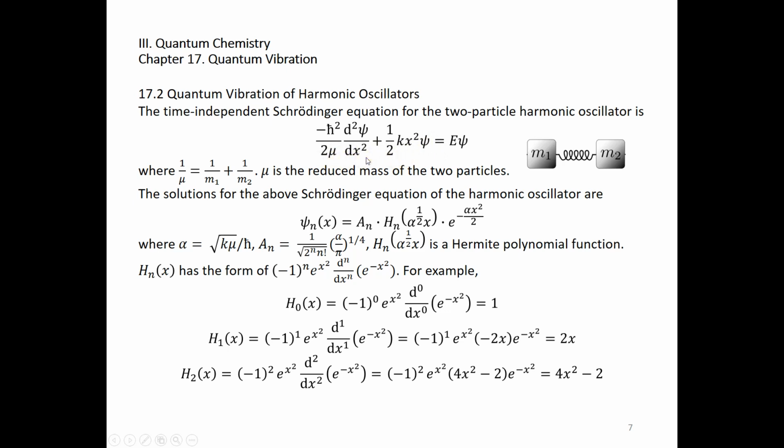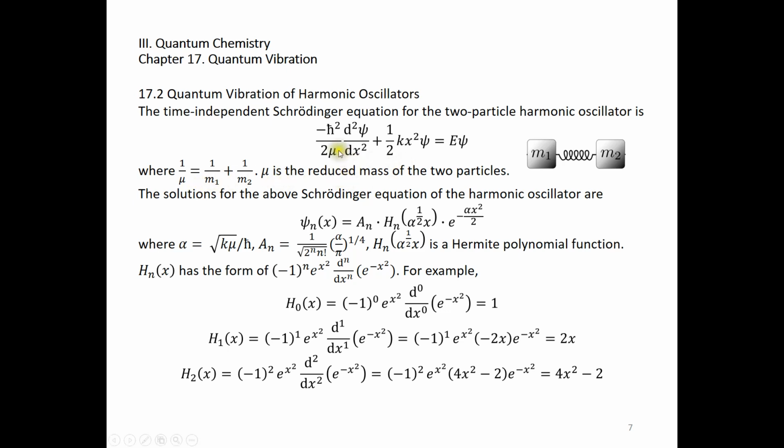Now, the kinetic energy operator is negative h bar squared over 2 mu, d squared over dx squared. Mu is the reduced mass. 1 over mu equals 1 over m1 plus 1 over m2. We can also take the reciprocals of both sides. Then mu is equal to m1 times m2 divided by m1 plus m2.